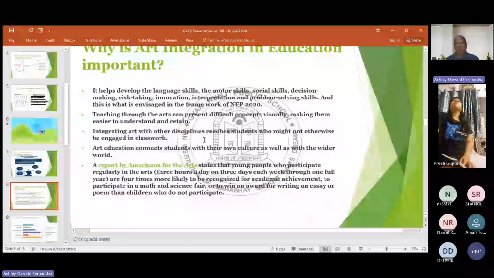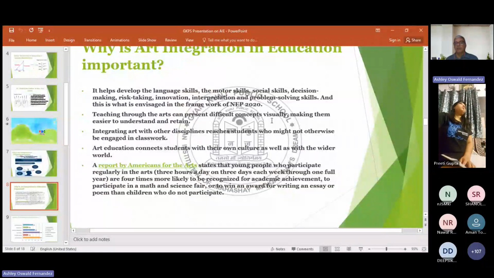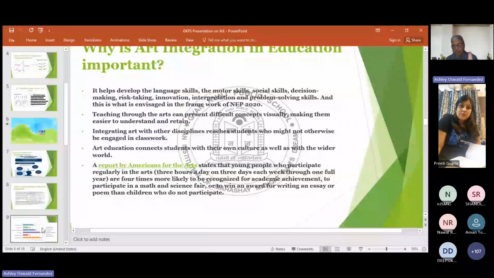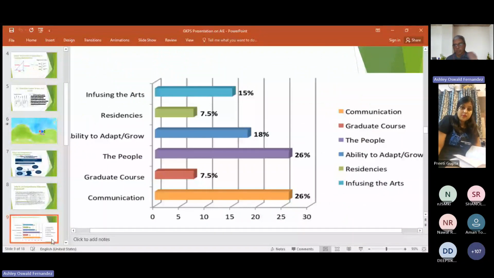Teaching through the arts can present difficult concepts visually, making them easier to understand and retain. Integrating art with other disciplines reaches students who might not otherwise be engaged in the classroom, as I just said. A report by Americans for the Arts says that young people who participate regularly in the arts are bound to perform much better academically. This is the growth rate in the different aspects of art integration: infusing arts, residencies, internships, ability to adapt, graduate courses, communication, etc. There's a percentage increase, as you can see, according to this graph.